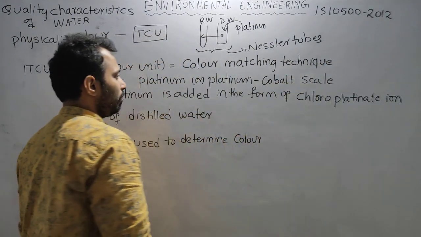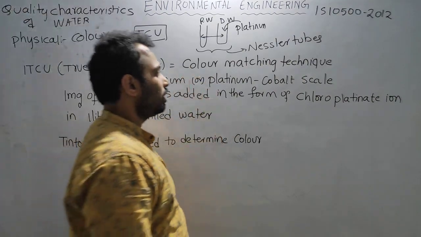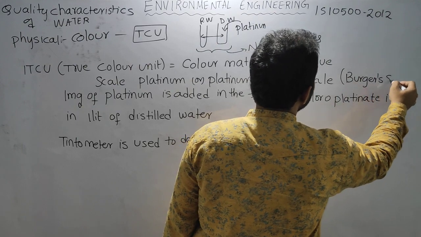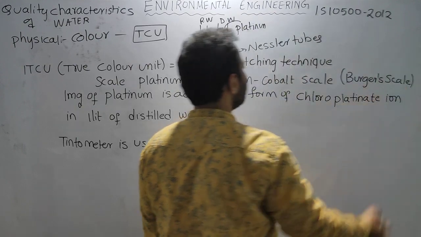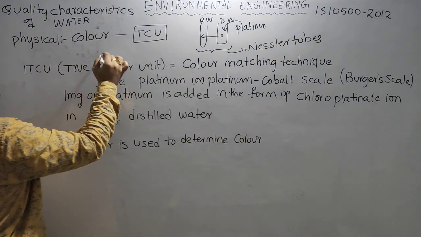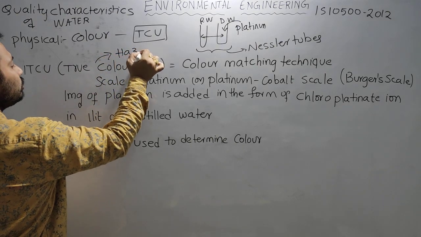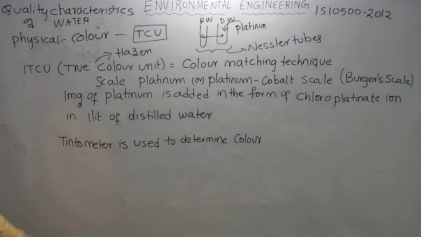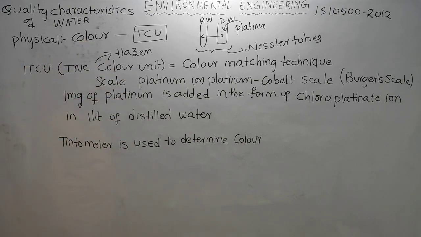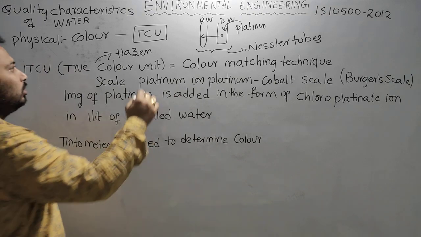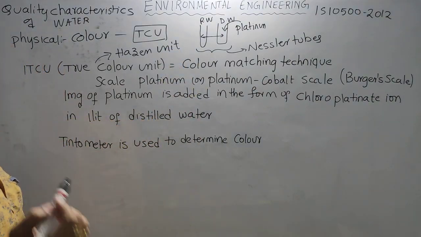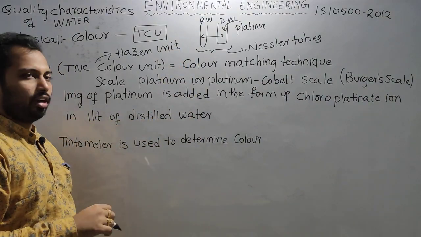Okay, platinum or platinum cobalt scale, and this scale is named as Burger's scale. Also this unit is called Hazen. Hazen has given a scale based on this platinum cobalt only. That is why we also call true color unit as Hazen units or Hazen color unit, because Hazen has given a turbidity scale, Hazen has given a color scale. So there are different scales of Hazen.